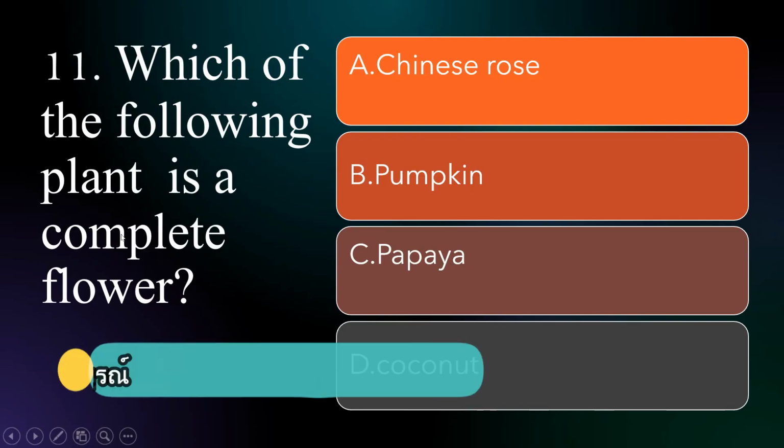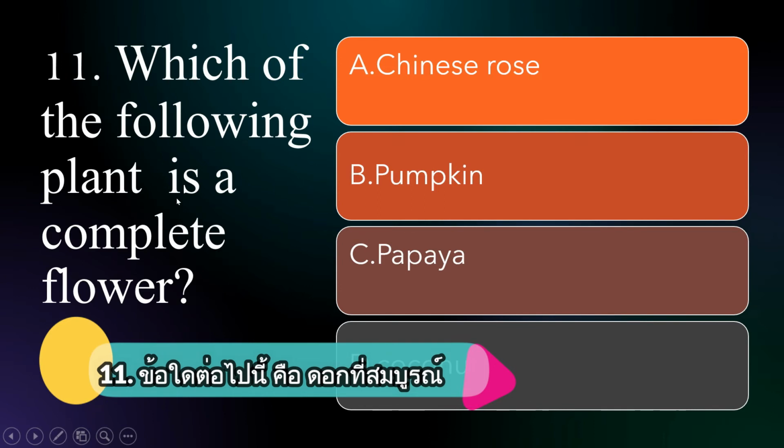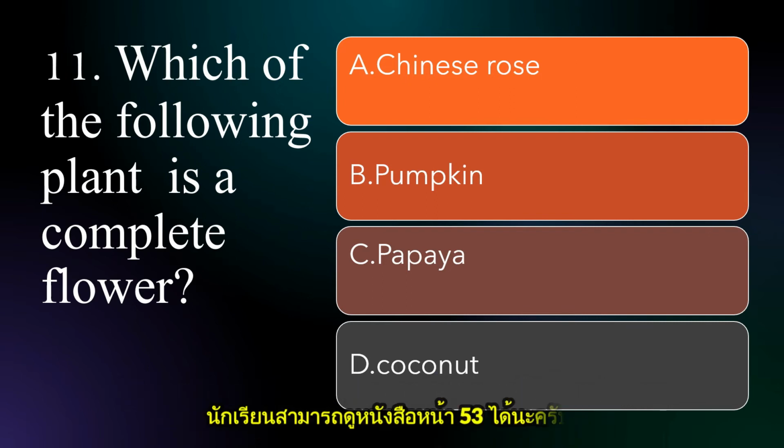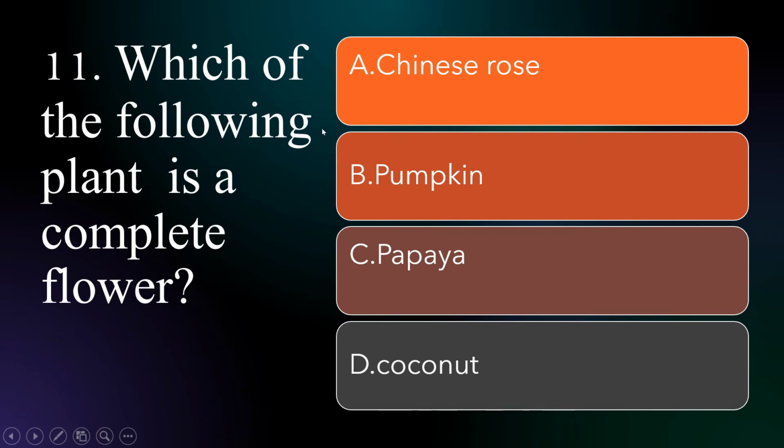Okay? 11. Which of the following plants is a complete flower? Okay? A complete flower has 4 parts: sepal, petal, stamen, and pistil. You can see that in your book, page 53. Which of the following plants is a complete flower? A. Chinese rose. B. Pumpkin. C. Papaya. D. Coconut. Okay? Which of the following is a complete flower?